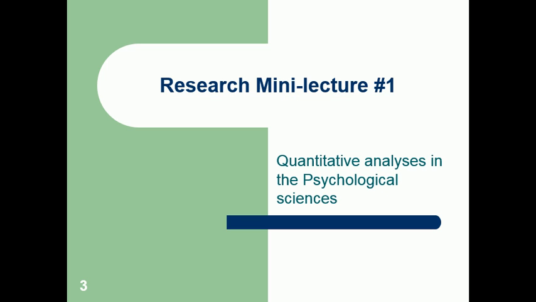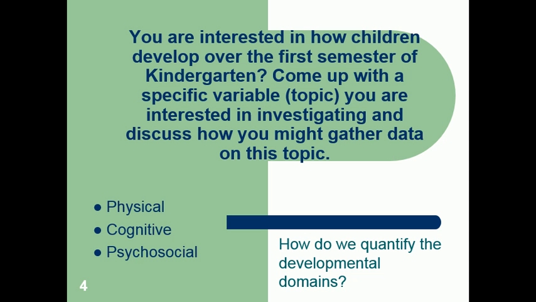So, our first research mini lecture is going to be on quantitative analyses in the psychological sciences. So, what does this mean? Well, let's think of an example. You're interested in how children develop over the first semester of kindergarten. So come up with a specific variable, this would be a topic that you're interested in investigating, and discuss how you might gather data on this topic.